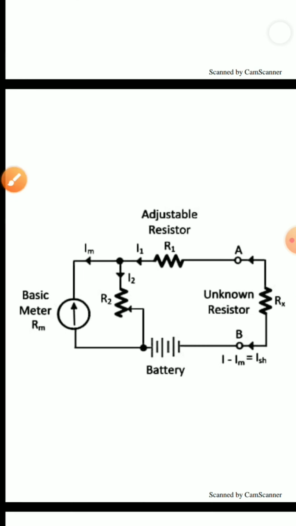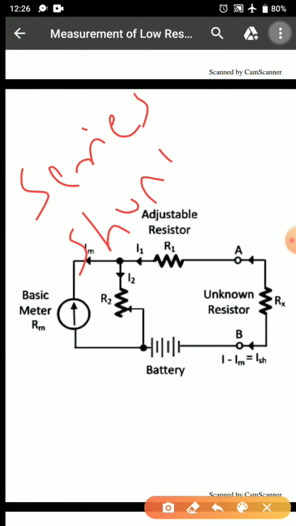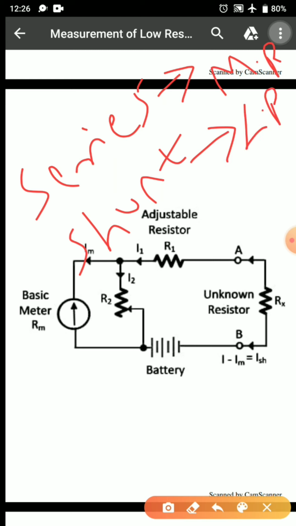Now moving further, we'll be discussing about the ohm meter. When we are discussing about the ohm meter, we have two types: a series ohm meter and a shunt ohm meter. The series ohm meter we'll be using for medium resistance measurement and the shunt ohm meter we'll be using for low resistance measurement. So let us discuss both the types.